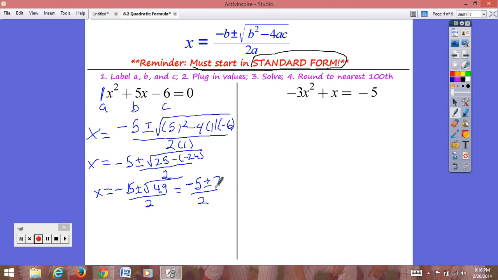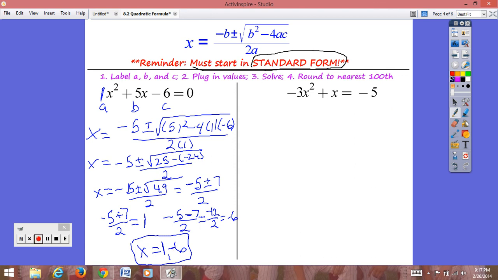So this plus or minus tells us that we're going to have two answers for this. We're going to have an answer for negative 5 plus 7 over 2, and negative 5 minus 7 over 2. So negative 5 plus 7 is positive 2 divided by 2 is 1. Negative 5 minus 7 gives us negative 12 over 2, which is equal to negative 6. So x equals 1, negative 6.